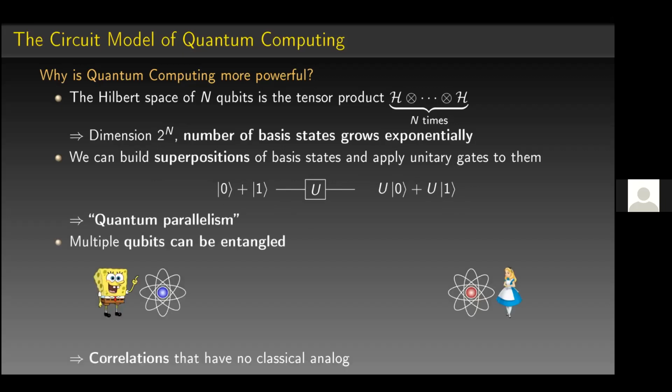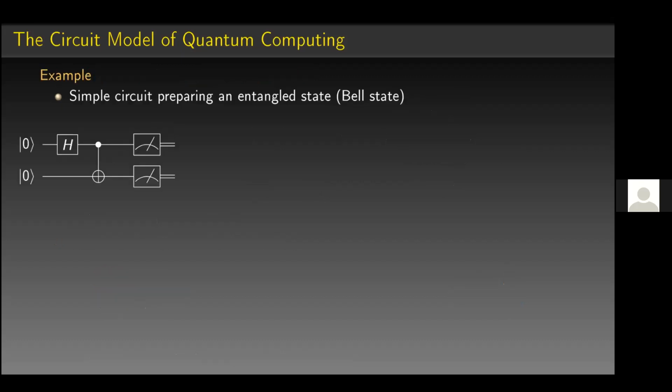And the final thing is that multiple qubits can be entangled, as I've shown you in this example. So you can create correlations between them that have no classical analog. And these are 3 of the main ingredients which make quantum computing actually more powerful than classical computing. Okay, so let's do a simple example here.